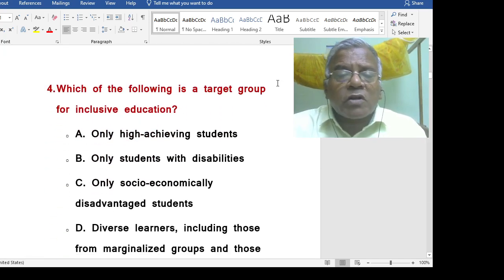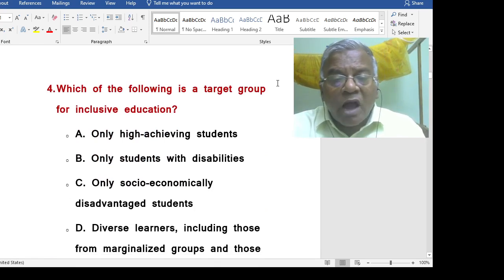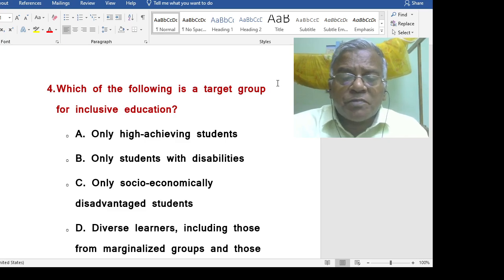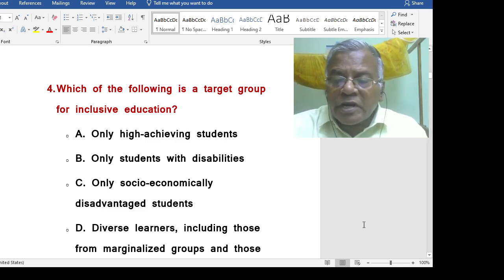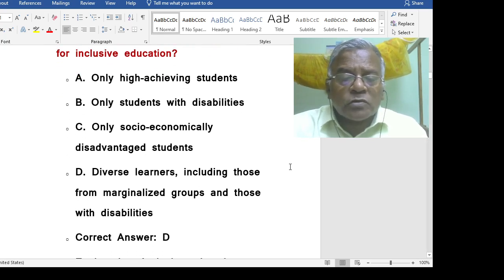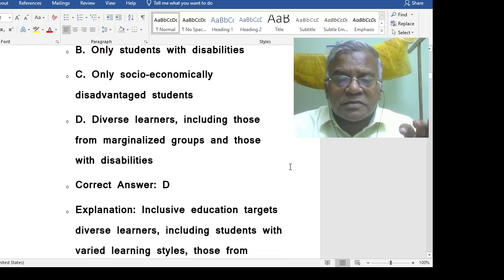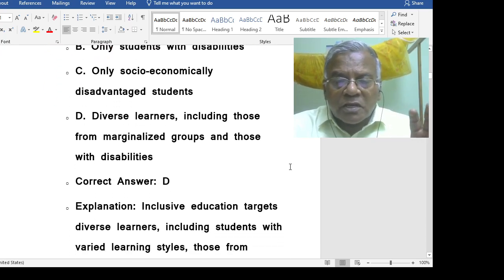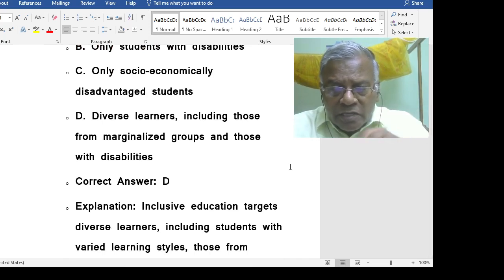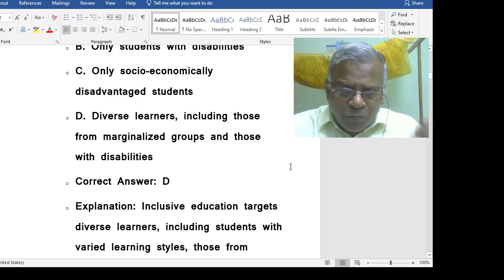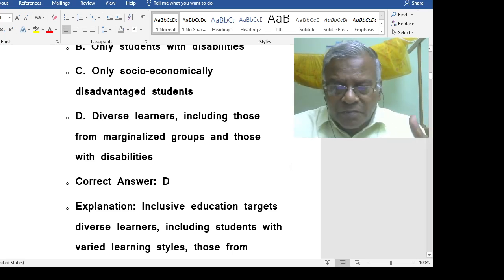Which of the following is a target group for inclusive education? Only high achieving students, only students with disabilities, only socioeconomically disadvantaged students, or diverse learners, including those from marginalized groups and those with disabilities. So, which of the following is a target group for inclusive education? That is, diverse learners, including those from marginalized groups, that is neglected people, oppressed people like that. So those with disabilities also. So all these diverse learners were taken in and they were given inclusive education.